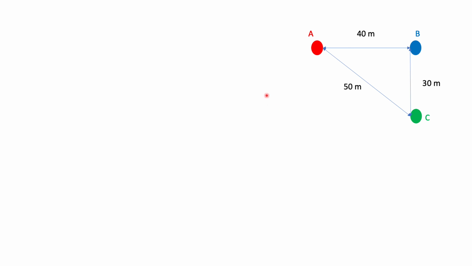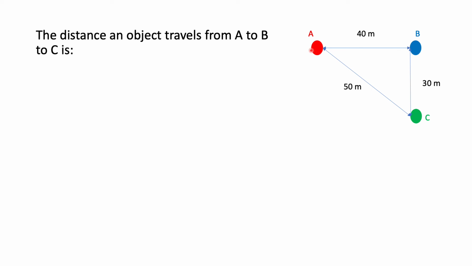If an object moves from A to B to C, for the distance it will be AB plus BC. So it is 40 meters plus 30 meters, which is 70 meters.